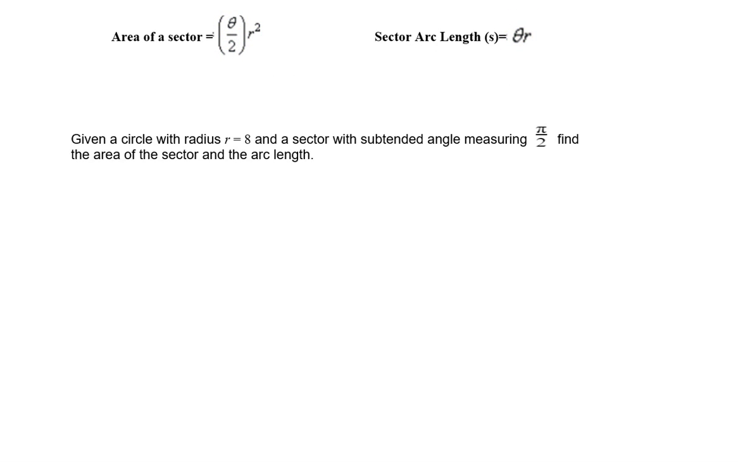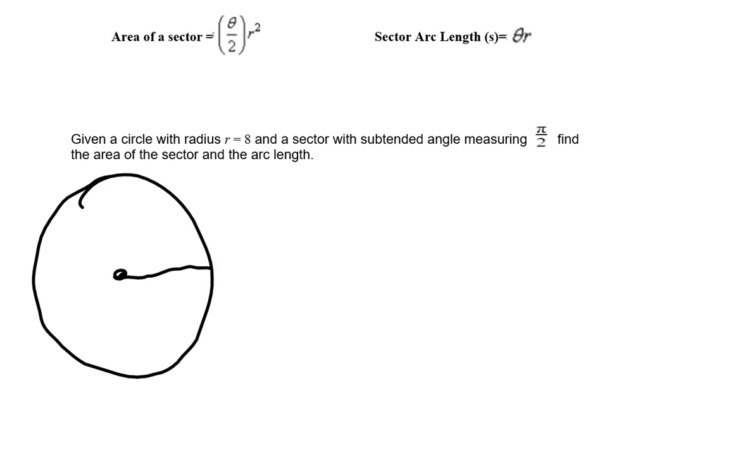So if we've got a circle with a radius of 8 and a sector with an angle measuring pi over 2, find the area of the sector. Now just to give us a look of what this would look like, we're going to have a sector here, and pi over 2, just to relate it to degrees, is going to be a 90-degree angle. So we're talking about this sector here, and it's got a radius of 8. We'll call that inches, so we'll say 8 inches.